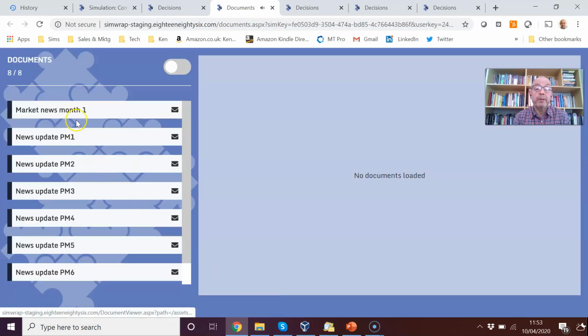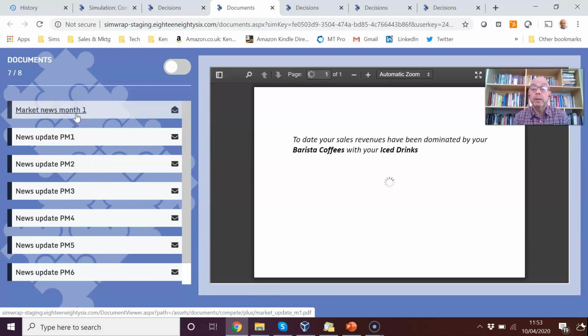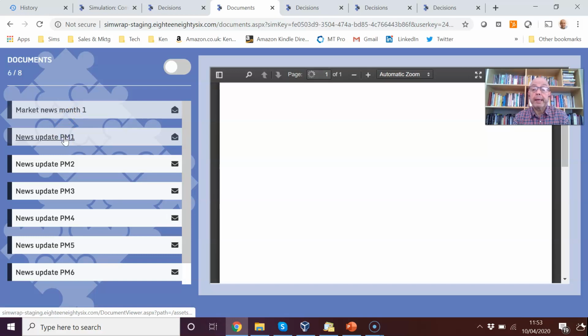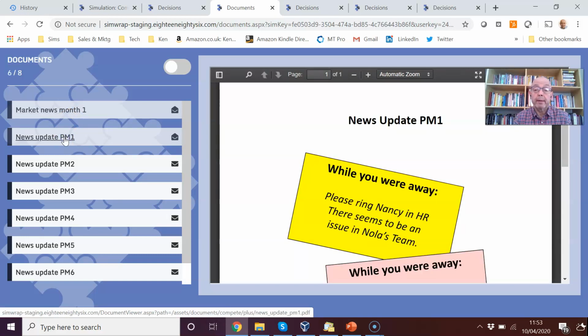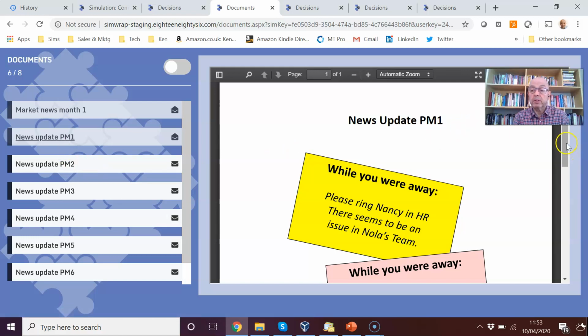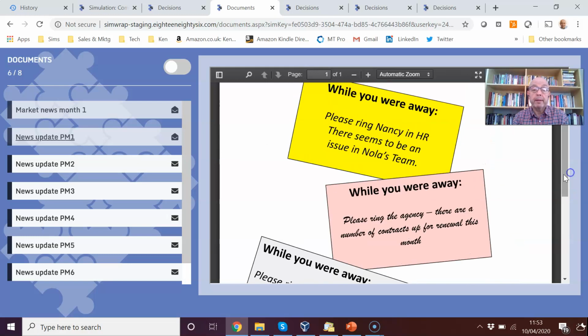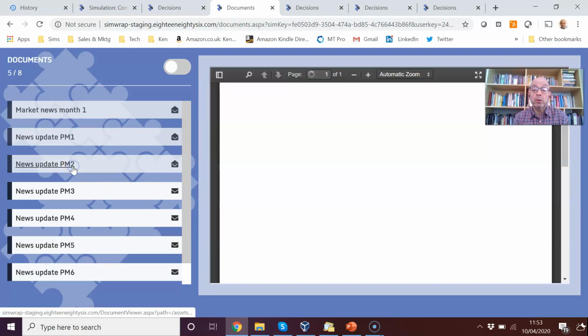And for example, in month 1, which I'm in at the minute, I get information about the market, and I get an evolving story. And each round has a different story. The first story's challenges I'm facing in my business around people management. And there's a series of conversations I'm in, and they will develop over the course of the simulation.